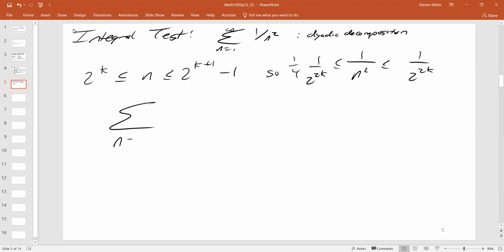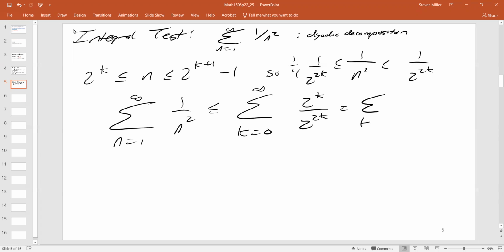And so the sum from 1 to infinity of 1 over n squared was less than or equal to the sum k goes from 0 to infinity, and then we had 2 to the k terms of that, and so that was the sum k goes from 0 to infinity of 1 over 2 to the k, which was finite. So this is the quick recap of what we did. This was a hard proof, as we had to break things up into blocks. Each block was twice as big as the previous.